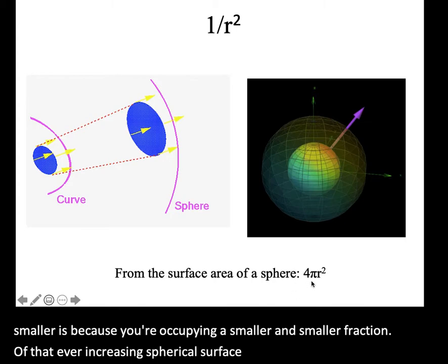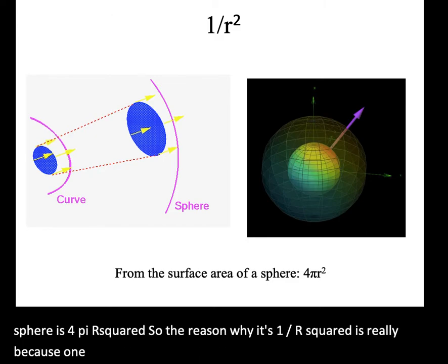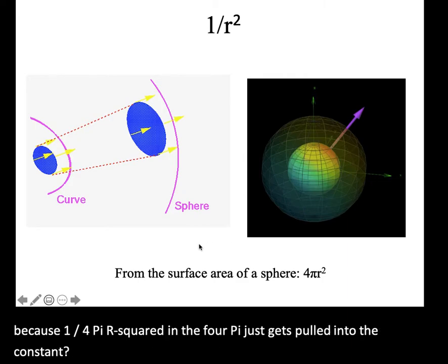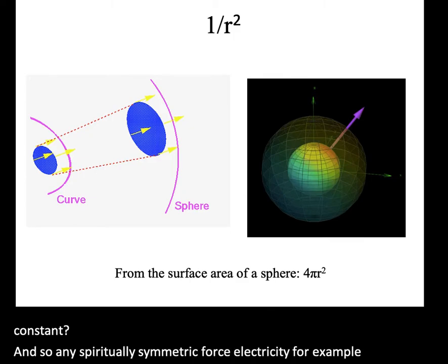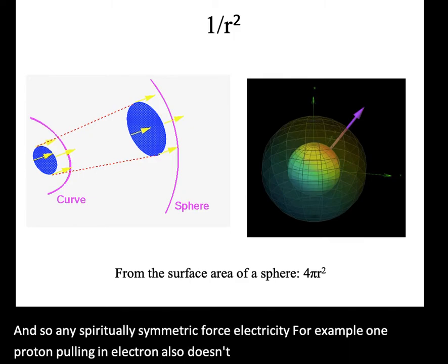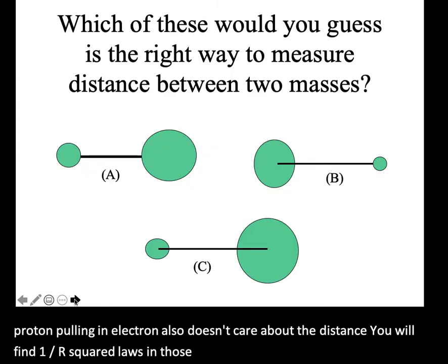And the surface area of a sphere is 4 pi r squared. So the reason it's 1 over r squared is really because it's 1 over 4 pi r squared, and the 4 pi just gets pulled into the constant. And so actually any spherically symmetric force, like electricity, for example, one proton pulling in an electron, also doesn't care about the distance. You will find 1 over r squared laws in those situations for the same reason.